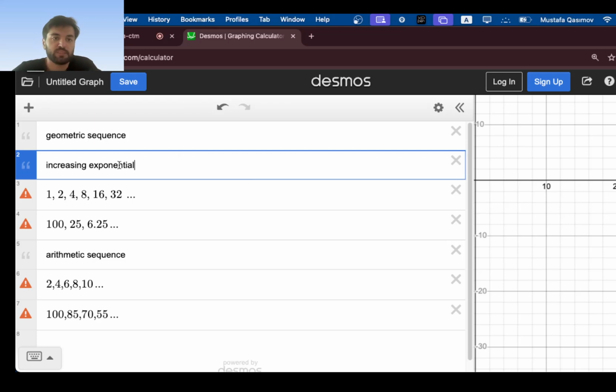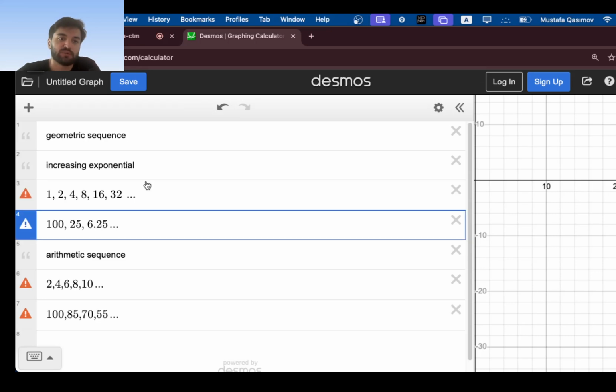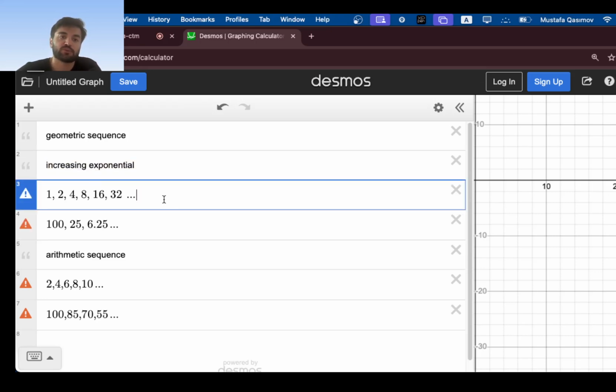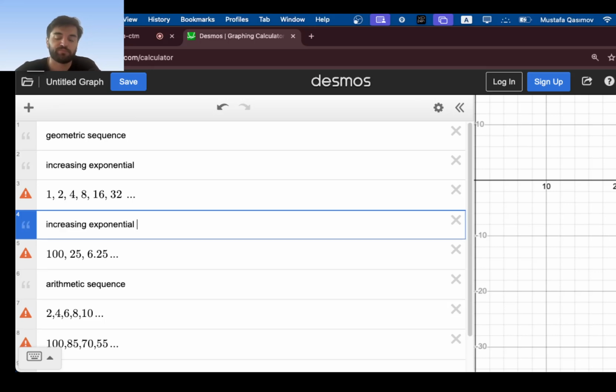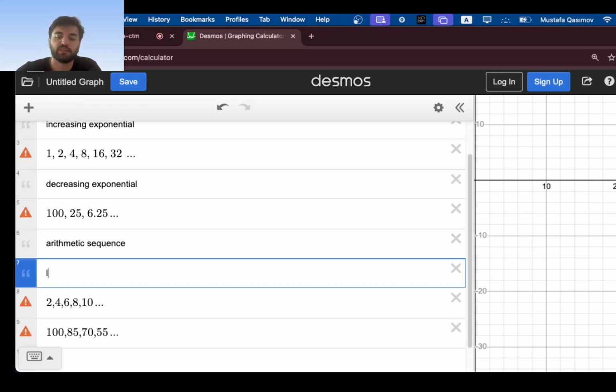Okay, we have increasing exponential when it increases by multiplication: 1, 2, 4, 8, 16, 32, and so on. We have decreasing exponential, like the second one. And for that one, it is just linear. We talk about linear. It is a linear function, if you remember. That one is increasing linear and the second one is decreasing linear.